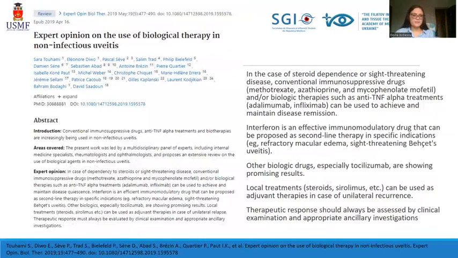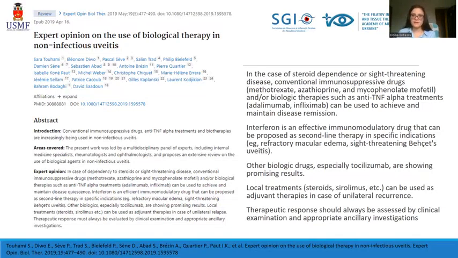Another study entitled Expert Opinion on the Use of Biological Therapy in Non-Infectious Uveitis. In the case of steroid dependence or sight-threatening disease, conventional immunosuppressive drugs such as methotrexate, azathioprine, and mycophenolate mofetil, and/or biologic therapies such as anti-TNF alpha treatments, adalimumab, infliximab, can be used to achieve and maintain disease remission.